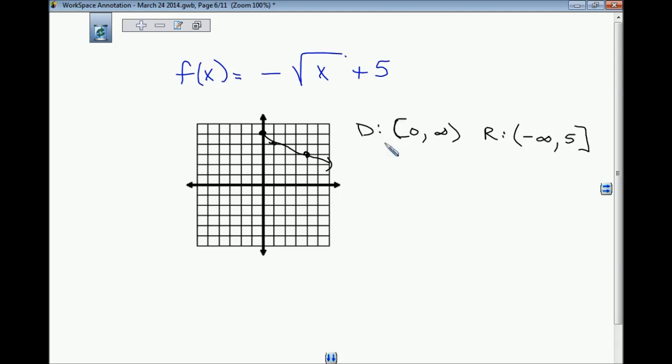Okay. So what would the y-intercept be? 0, 5. We were given that. X-intercept? 5 equals the square root of x. So 25? 25, 0. Yes, 25, 0.